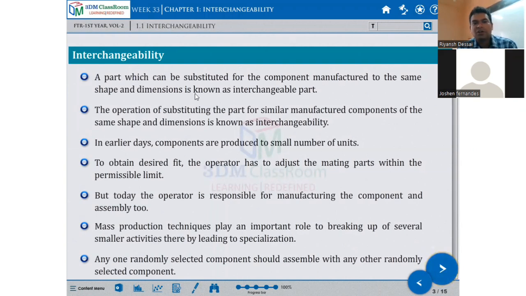Interchangeability means a part which can be substituted from the component manufactured to the same shape and dimension is known as an interchangeable part. The operation of substituting the part of a similar manufactured component of the same shape and dimension is known as interchangeability. Same size and shape, so that part can be used elsewhere, that comes under interchangeability.